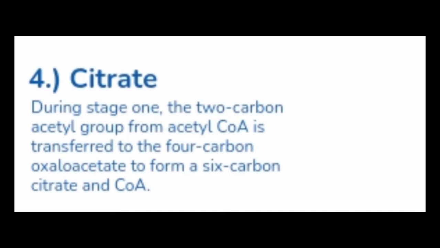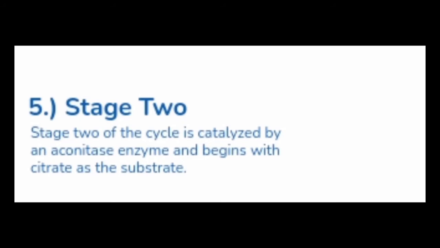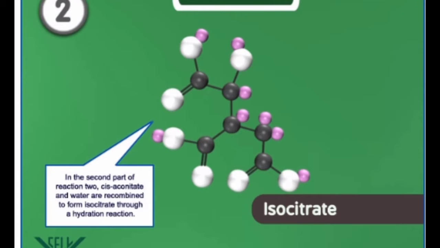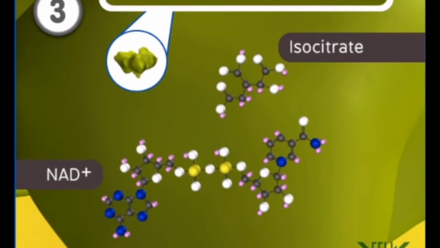Citrate. During stage 1, the 2-carbon acetyl group from acetyl-CoA is transferred to the 4-carbon oxaloacetate to form a 6-carbon citrate and CoA. Aconitase. Stage 2 of the cycle is catalyzed by the aconitase enzyme and begins with citrate as a substrate. Stage 2 involves true structural changes to the substrate. First, a water molecule is removed from the citrate compound to form cis-aconitate. Finally, the cis-aconitate is rehydrated to form isocitrate.